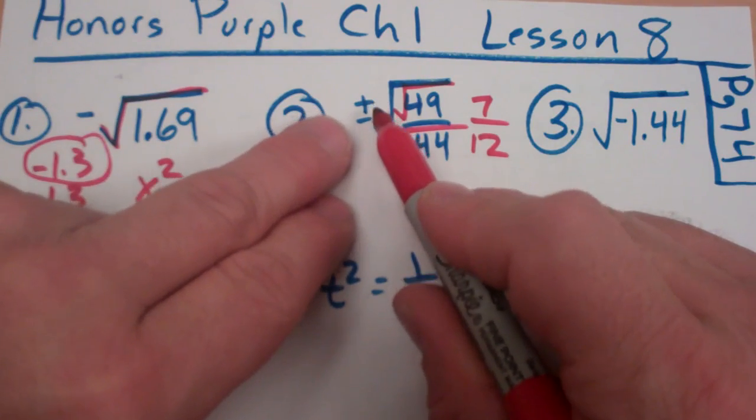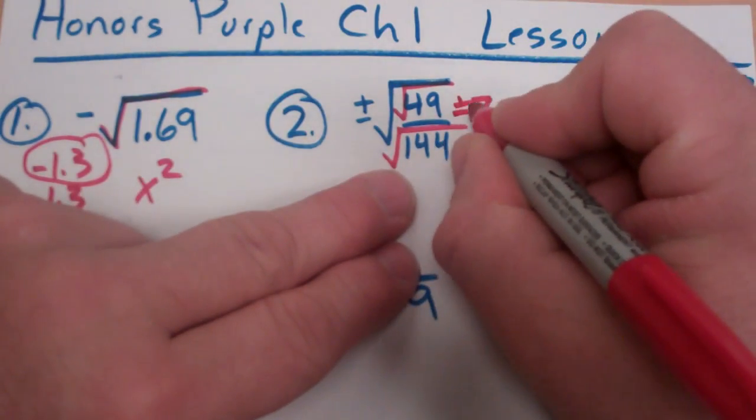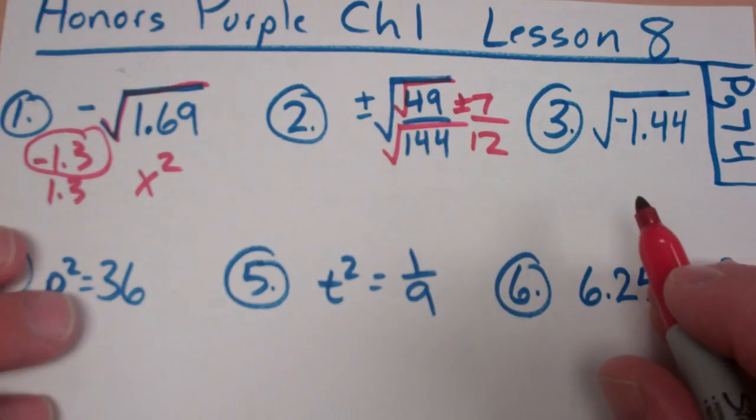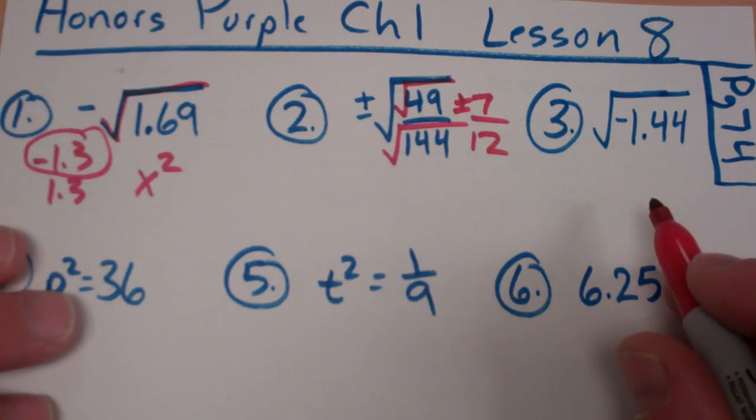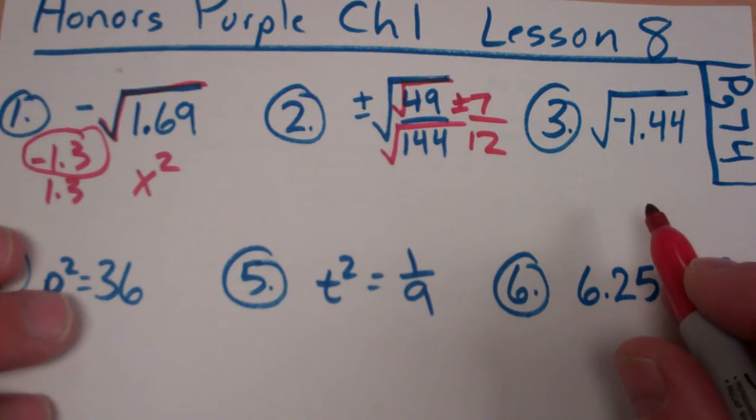They want the positive and the negative, so we will put positive, negative. Positive 7 twelfths or negative 7 twelfths. Both of those are square roots of 49 over 144.